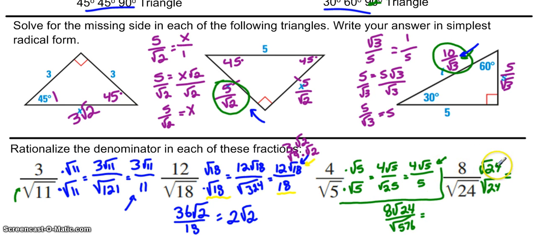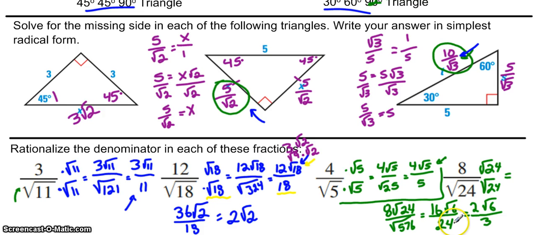In the second one, we're going to rationalize by multiplying the top and the bottom, numerator and denominator, by the square root of 24. And so in the numerator, we get 8 times the square root of 24, and in the denominator, we get the square root of 576. 8 square root of 24 simplifies by pulling out the square root of 4, which is 2, and we're left with 16 square root of 6, and the square root of 576 is exactly 24.